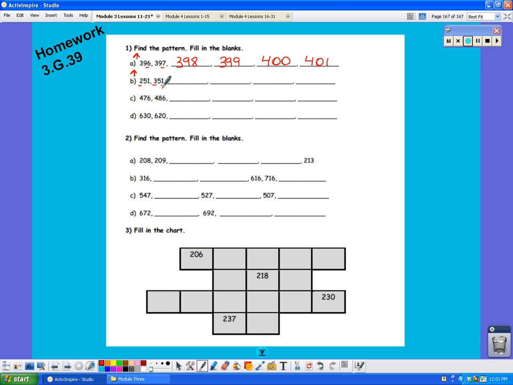251, 351, 451, 551, 651, 751. Notice that my 10s and my 1s are not changing at all. My hundreds are going up. So we're going up 200s, 300s, 400s, 500s, 600s, 700s. Let's look at letter C.